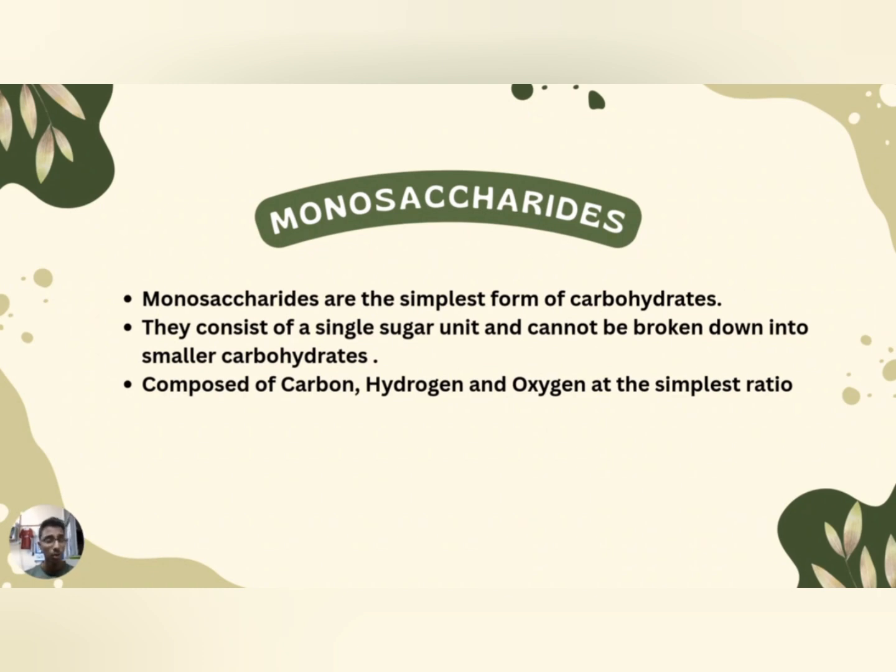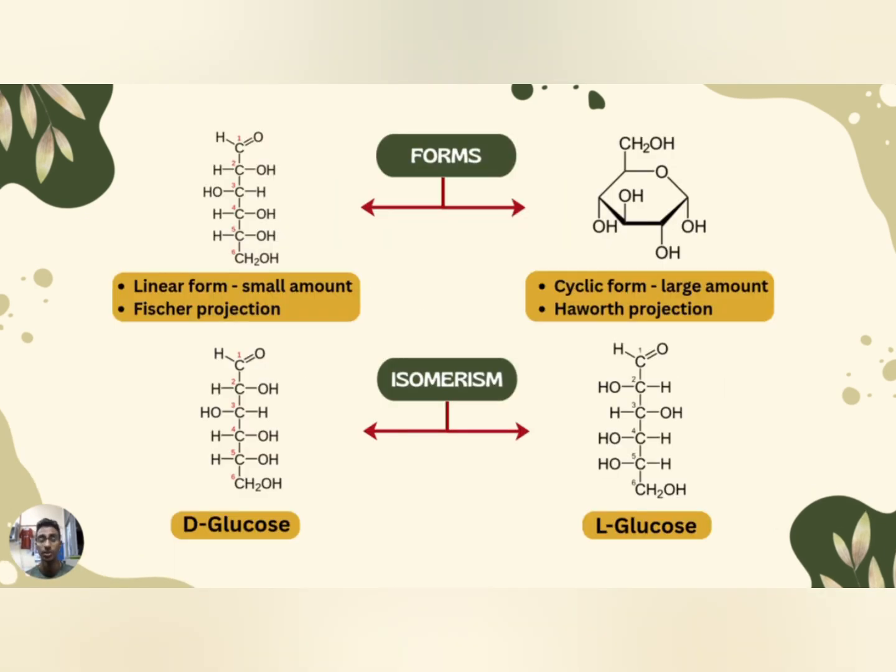So monosaccharides. Monosaccharides are the simplest form of carbohydrates and they consist of a single sugar unit that cannot be broken down into smaller carbohydrates. This means that monosaccharides are carbohydrates that are the simplest units that you can find anywhere. And they are composed of only carbon, hydrogen, and oxygen at the simplest ratio.